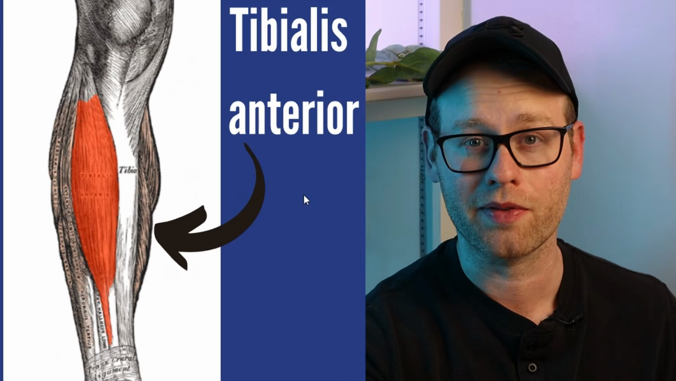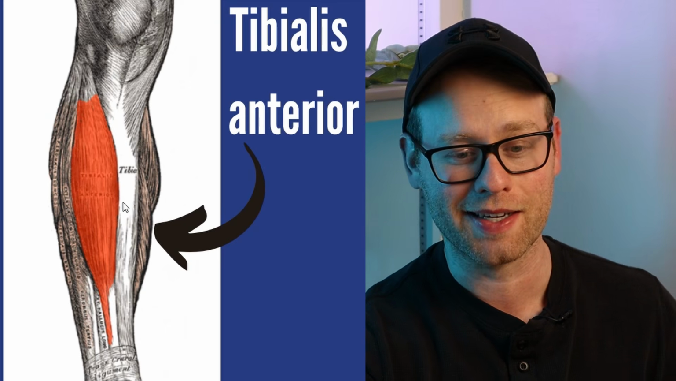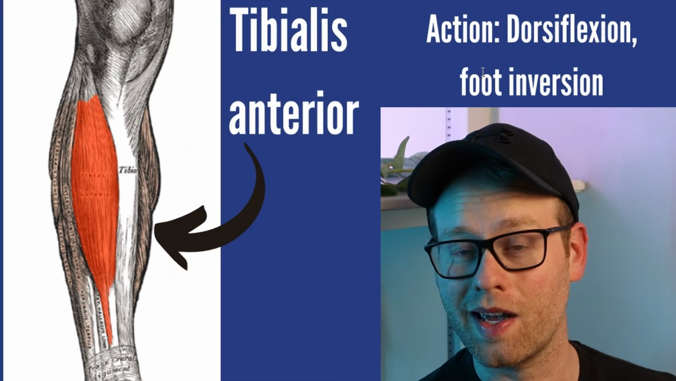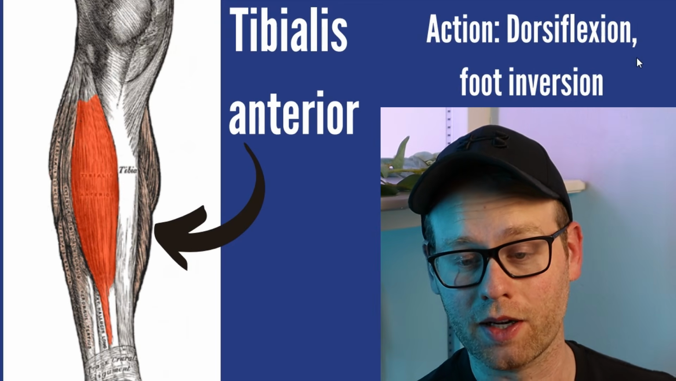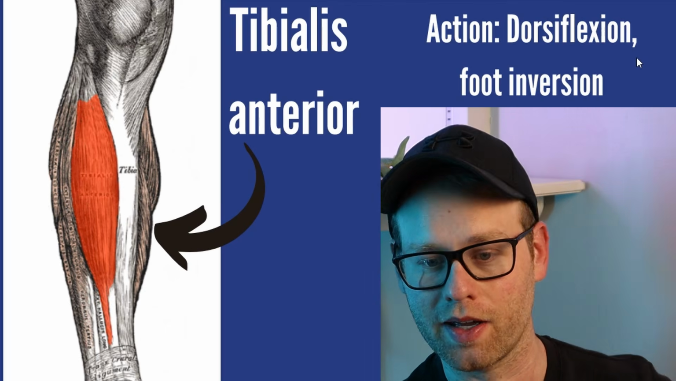So now we're talking about the tibialis anterior, and no surprise, the tibialis anterior is the muscle on the front side of your calf. The main thing the tibialis anterior does is dorsiflexion, which is when you lift your foot up off of the ground like that. Again, I'll show you more of that in a sec.